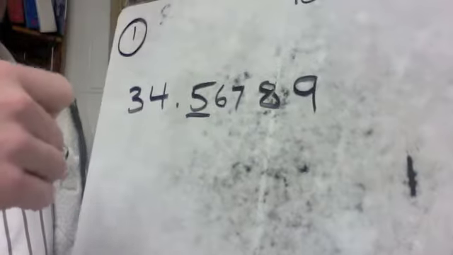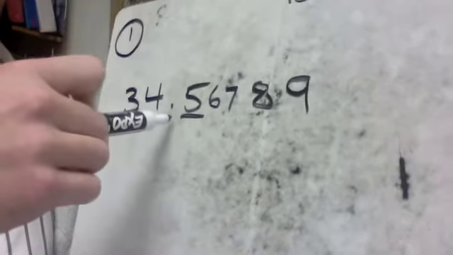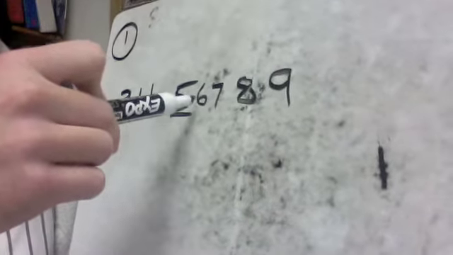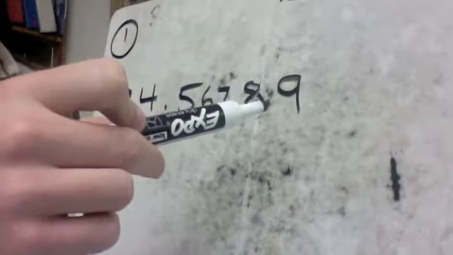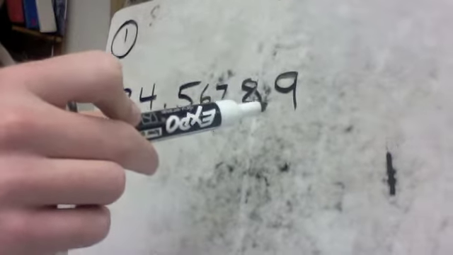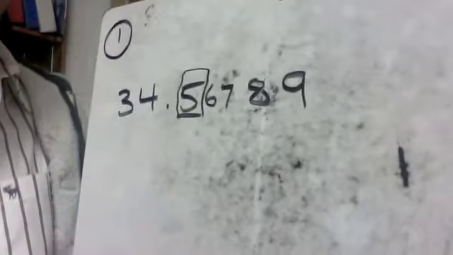So if I were to read this number, this would be 34 and 56,789 ten-thousandths here. That would be this number. The number in the tenths place would be the 5.